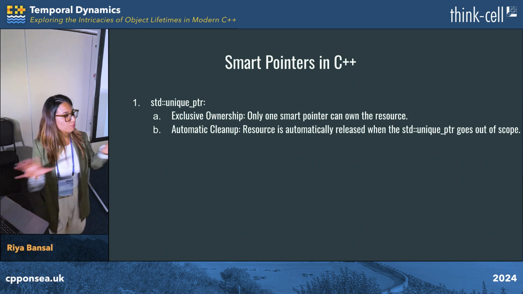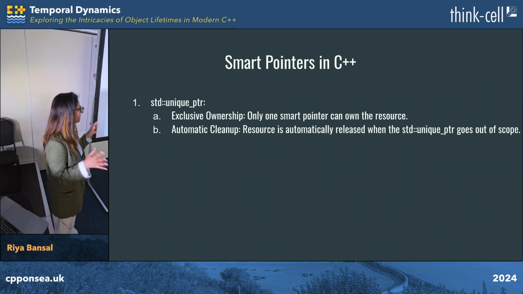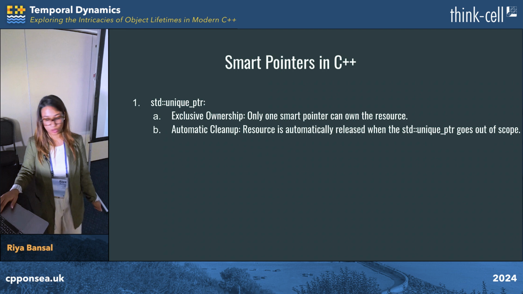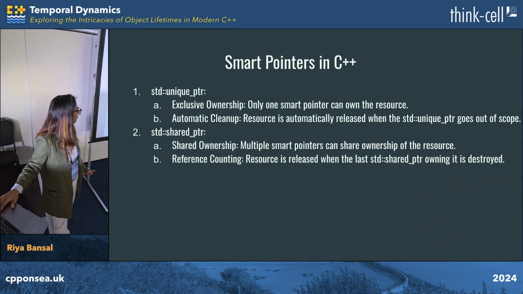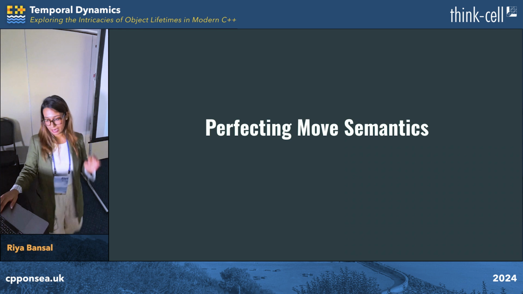So using both of these, RAII as well as smart pointers, you can try to understand the rule of zero and then have a similar implementation when implementing this in your code. Now we will go ahead and talk a little bit about move semantics.